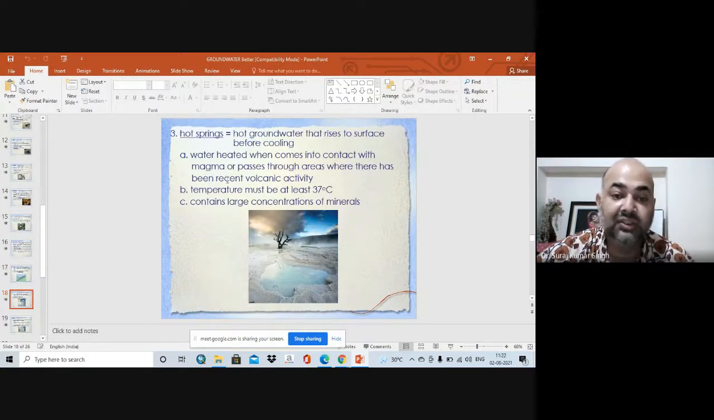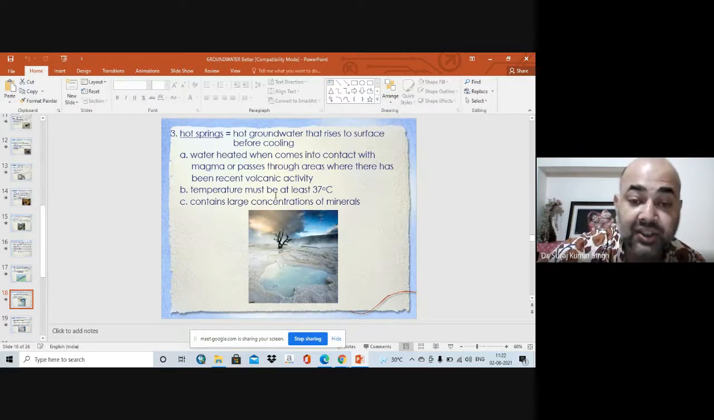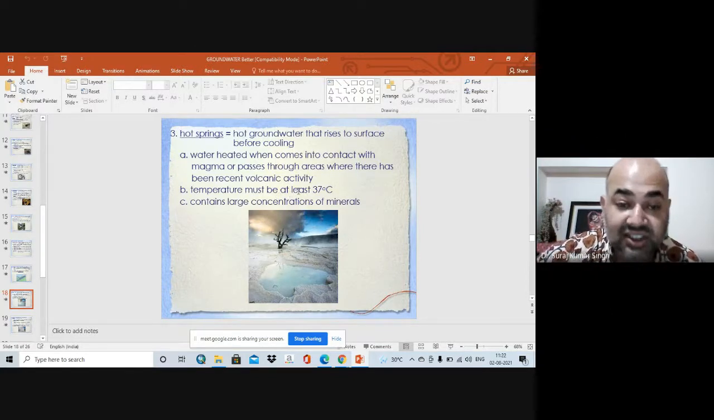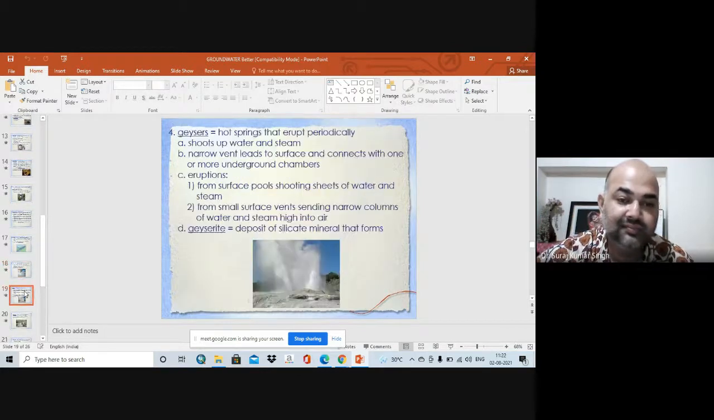Then you have hot springs, hot groundwater that rises to the surface below the cooling point, where the water is heated when it comes into contact with magma or passes through areas with recent volcanic activity. The temperature must be at least 37 degrees Celsius and it contains a large concentration of minerals. I have already indicated that.